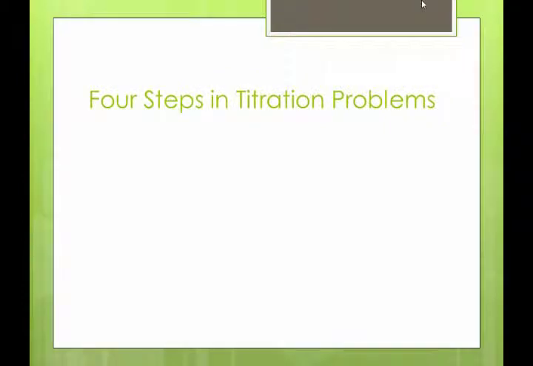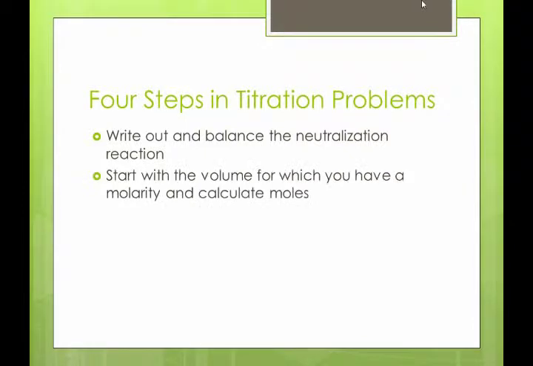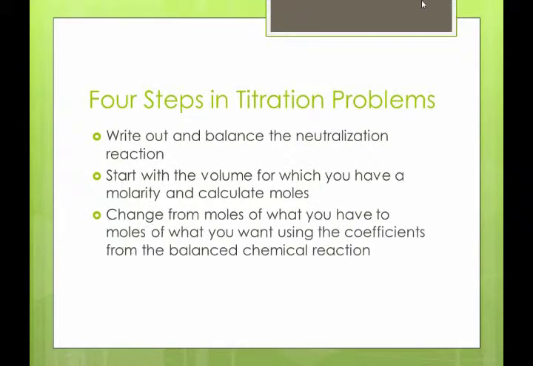There are 4 steps in solving one of these problems. First, because you've got that neutralization reaction occurring, you want to make sure you write out and balance the chemical reaction. And second, you're going to want to eventually figure out the moles of the substance that is known. So for a titration, generally we know the molarity and we know the volume of one of the substances, and we can use that information to calculate moles of that substance.